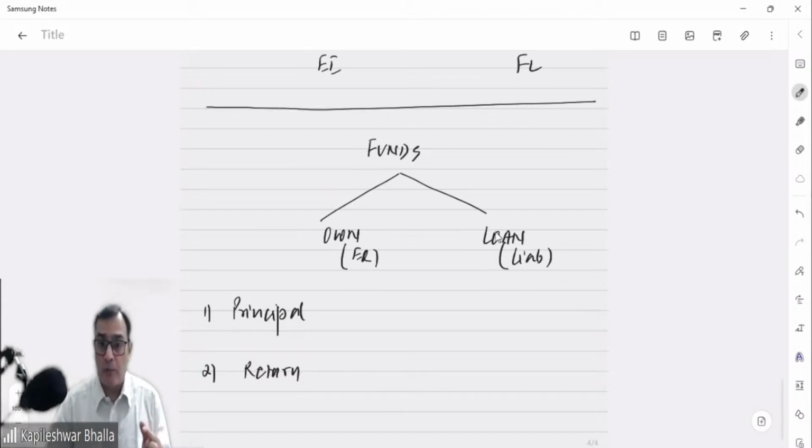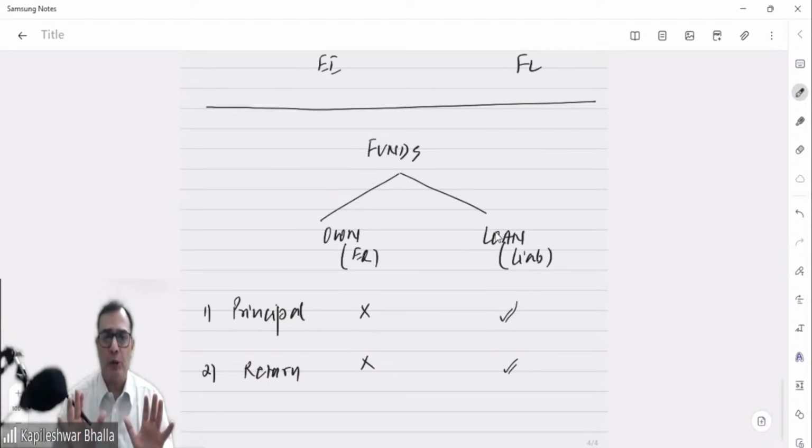So a loan fund has both characteristics: repayment of the principal, and an interest payment on the same. The company which issues the instrument, a company which takes a loan, has an obligation to pay the principal and an obligation to pay the interest on that principal. So there is a contractual obligation to repay the principal, and a contractual obligation to pay the return. But if it is an own fund, there is an absence of these obligations.